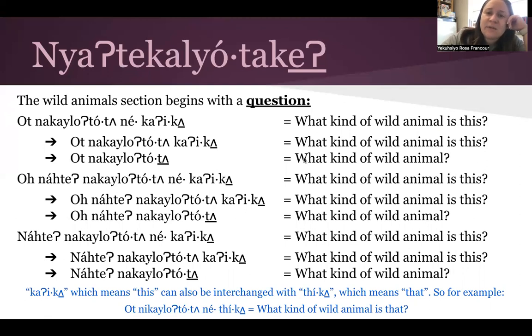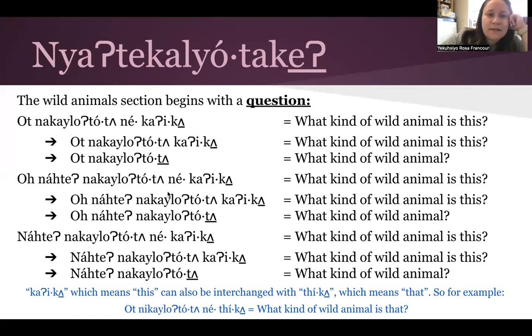They all essentially mean what kind of wild animal, or what kind of wild animal is this if you have gaig. So ot in this instance means what? Otnate, we've seen these question words when we were talking about the kind of color in the previous video. So keep that in mind, I've seen that before, I'm familiar with that. It means like what? It's a question type of word. So otnate is like what?